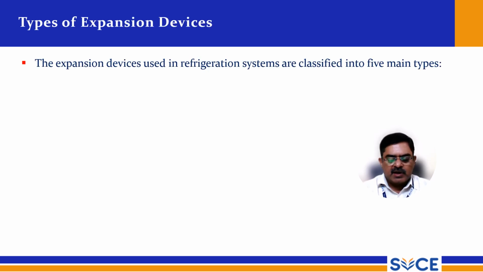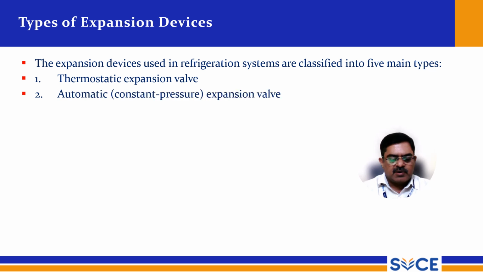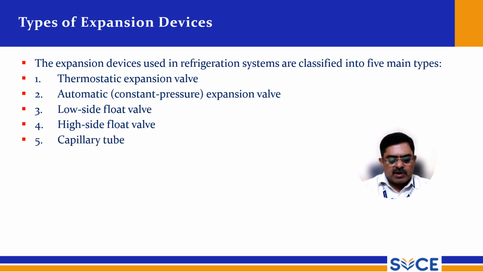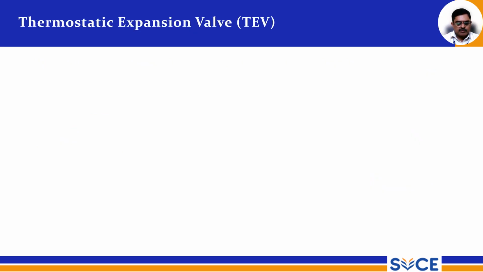The types of expansion devices are: thermostatic expansion valve, automatic constant pressure expansion valve, low side float valve, high side float valve, capillary tube, and hand expansion valve. These are the six types of expansion devices used widely, and we will see them one by one. The first one is the thermostatic expansion valve.